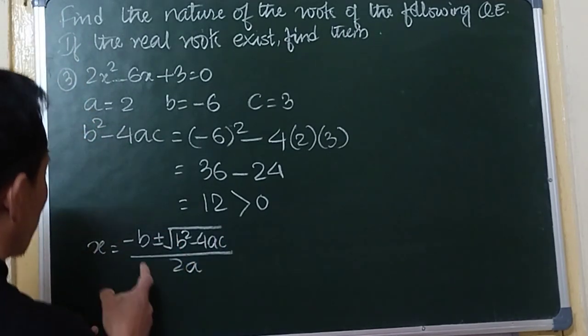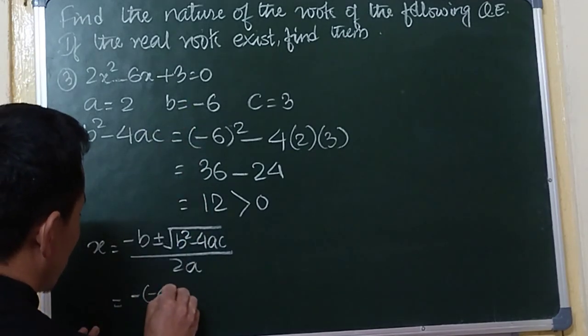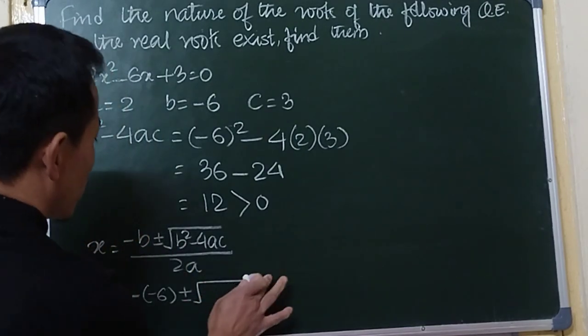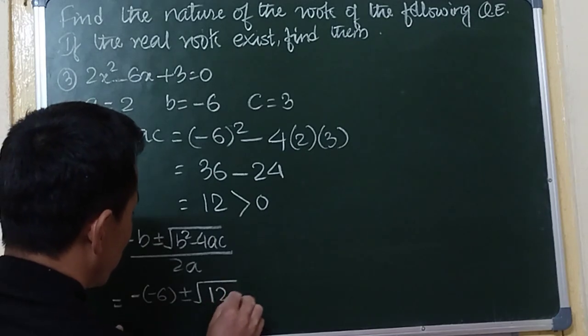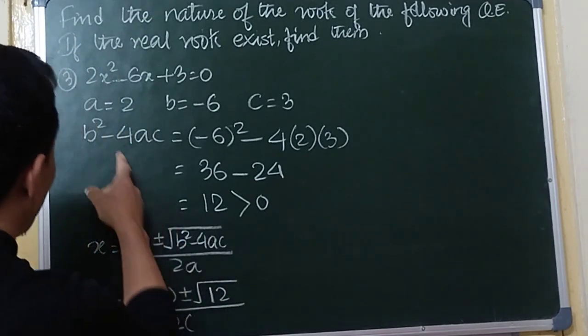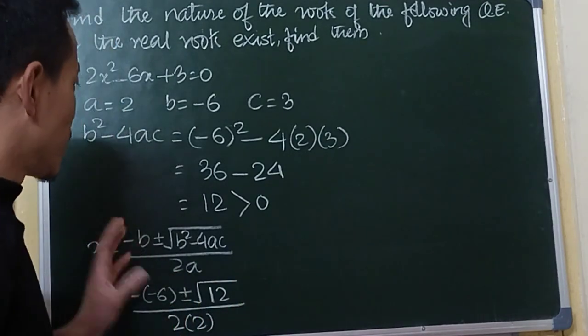So after this, put the value. So minus b is how much? Minus 6 plus minus under root b square minus 4ac. Again, you have already found out the value, which is 12. So no need to do the calculation again and again. 2 times a is your 2. So we have inserted the values here. Now let's simplify.